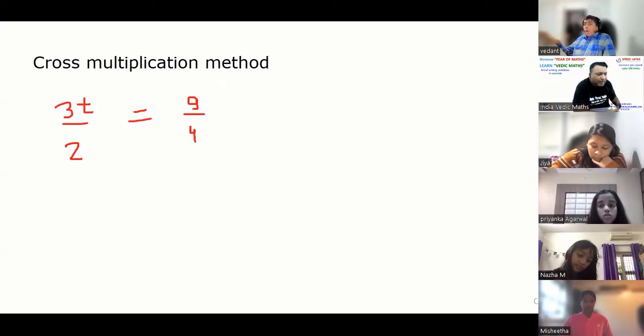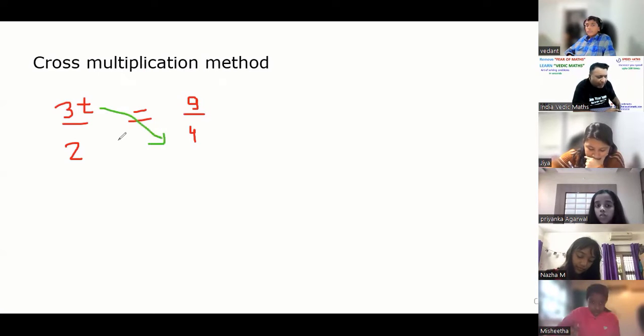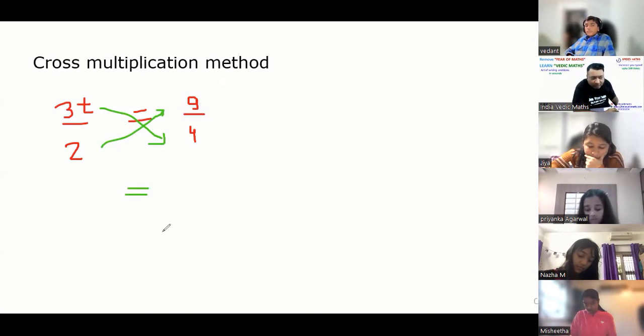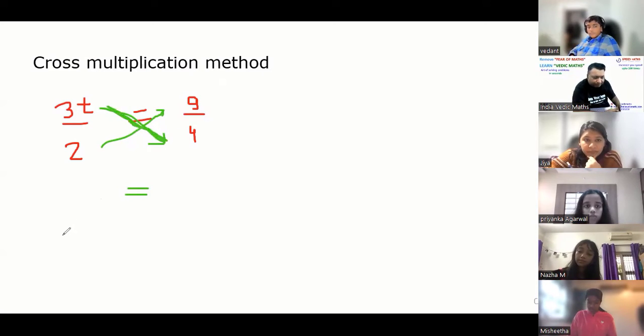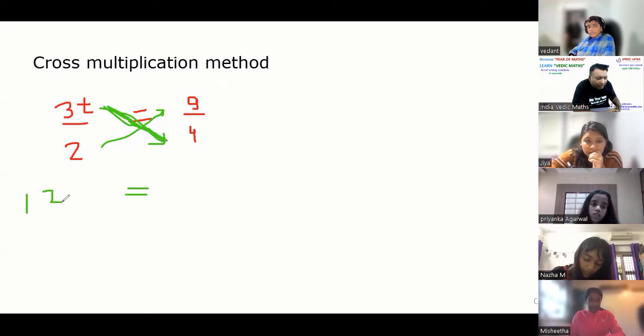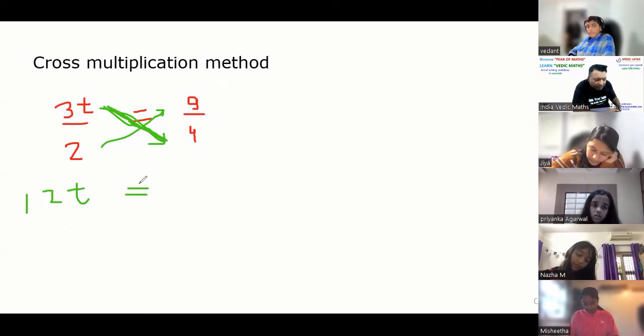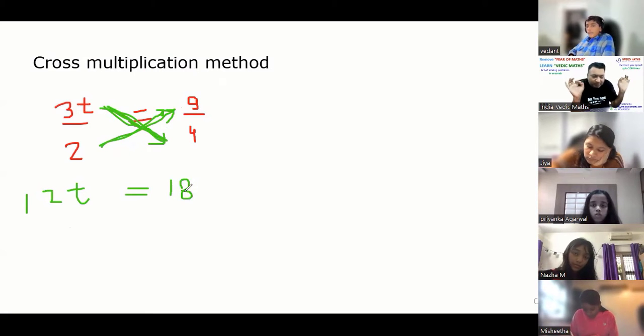Do the cross multiplication. It means multiply this with this and multiply this with this. So first you put equal to in between. Listen carefully. Multiply 3t into 4. What is 3t into 4, Nishita? 3t times 4 is 12t. Put equal to in between. Then tell me what is 2 times 9? 18. Got it, guys? Cross multiplication.